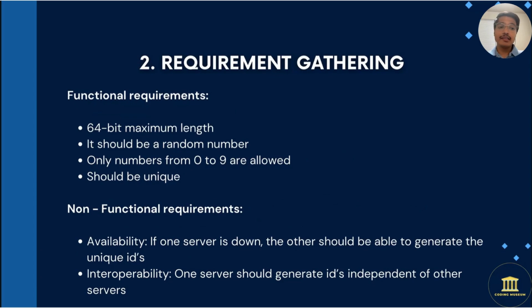Now that we have gathered the key requirements, let's break them down into functional and non functional aspects. Functional requirements define what the system must do. The ID should have a maximum length of 64 bits. It must be a random number with no predictable pattern. Only numeric characters between 0 to 9 are allowed. Most importantly, each ID must be unique across the system.